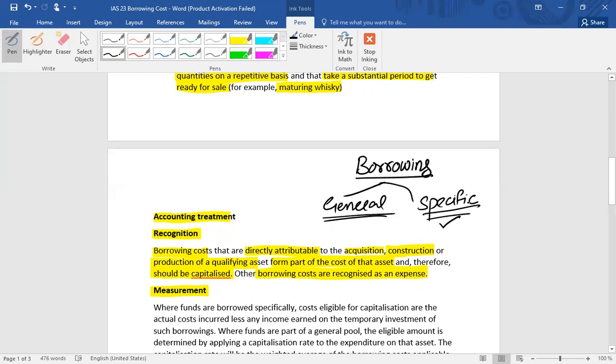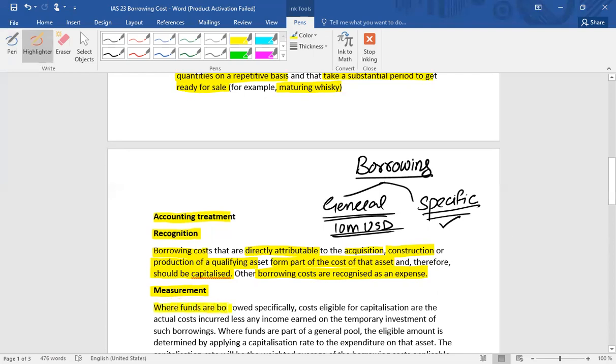Now, if you obtained 10 million USD from a bank or from multiple banks, and now you are planning to construct an asset and you are using that amount for the construction of the asset, then you're using money from general borrowing, not from specific borrowing. What is the purpose of the classification?